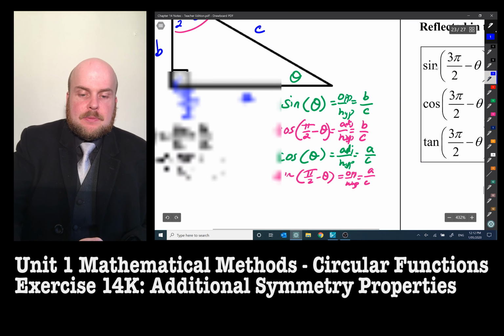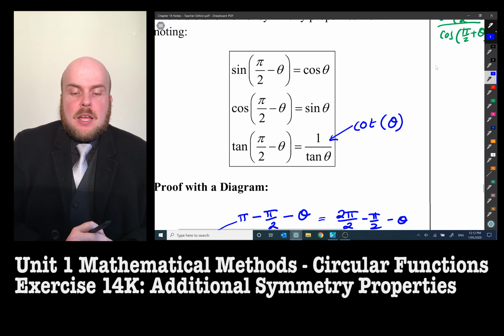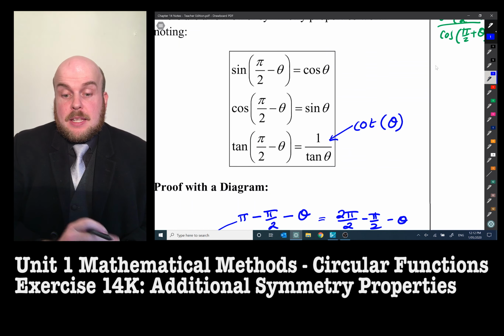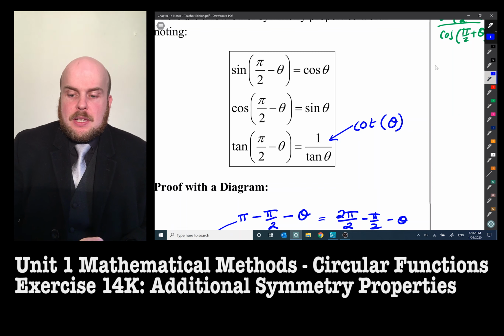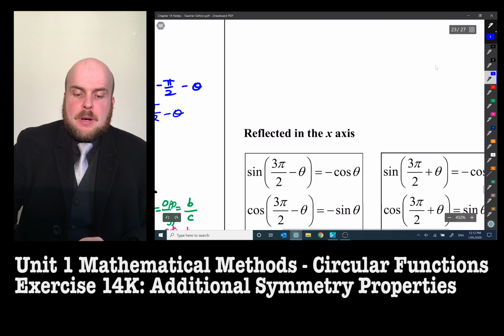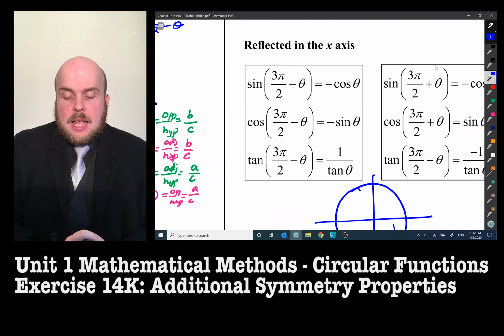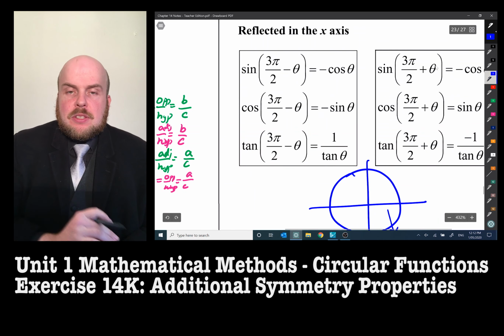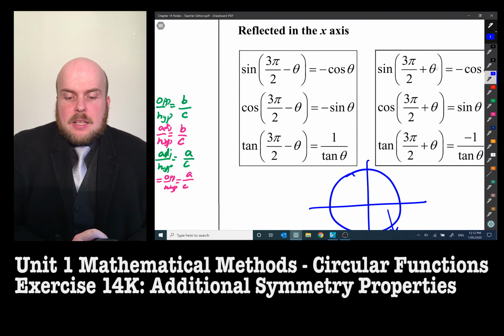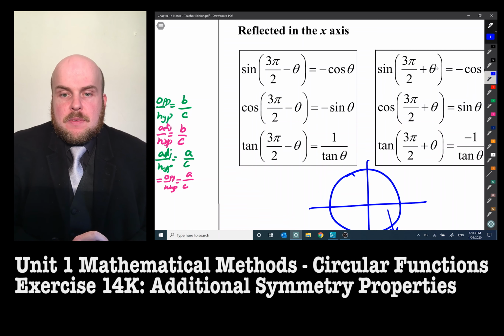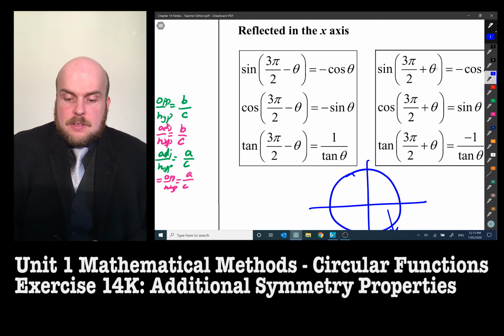So for example, we had established that pi over 2 minus theta gets us all of these values. They're all positive. Well, once I use 3 pi over 2, they go negative because they're upside down. The only one that's not gone negative is tan of 3 pi over 2. You'll notice that it hasn't gone negative. It is positive 1 over tan theta, because tan is sine over cos.